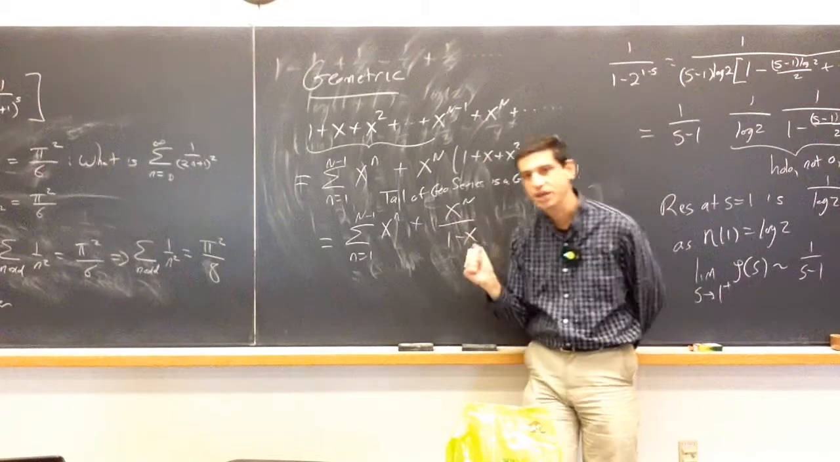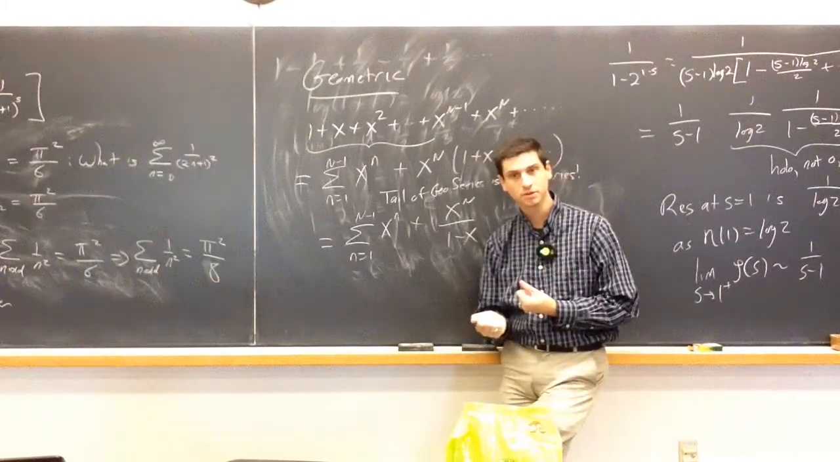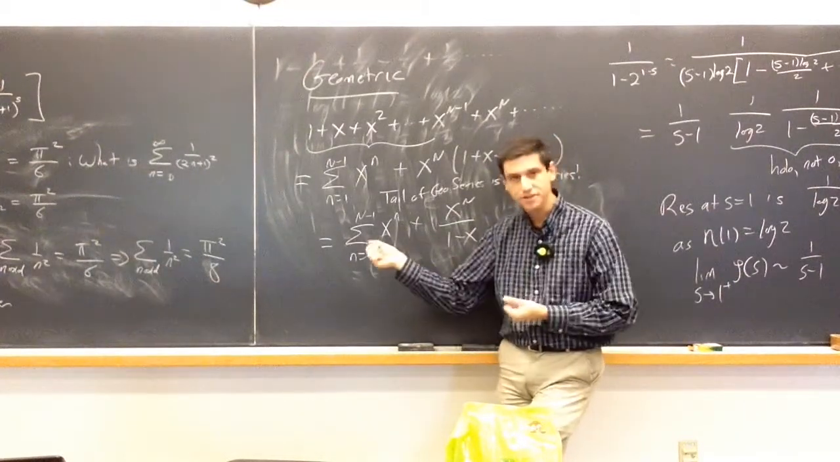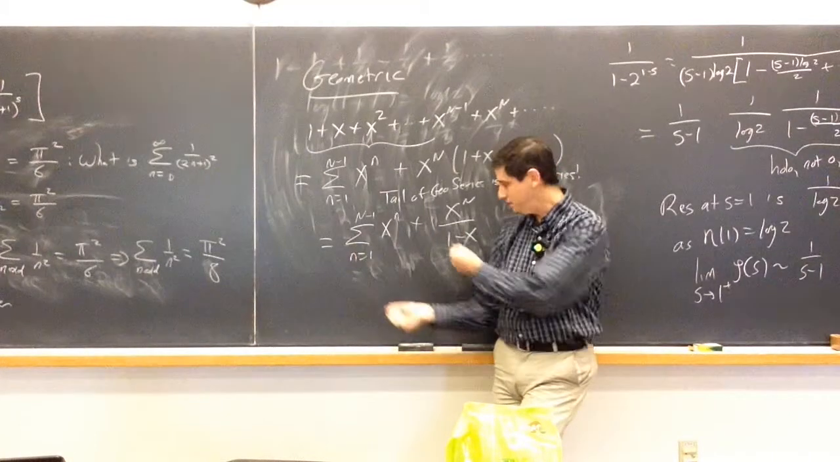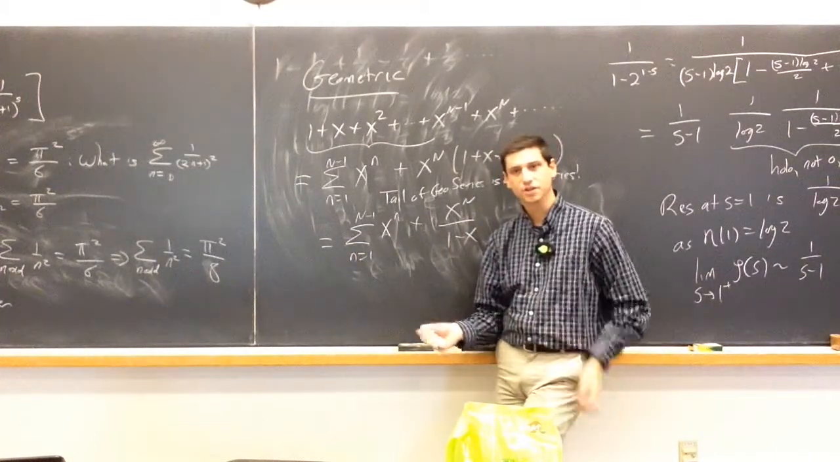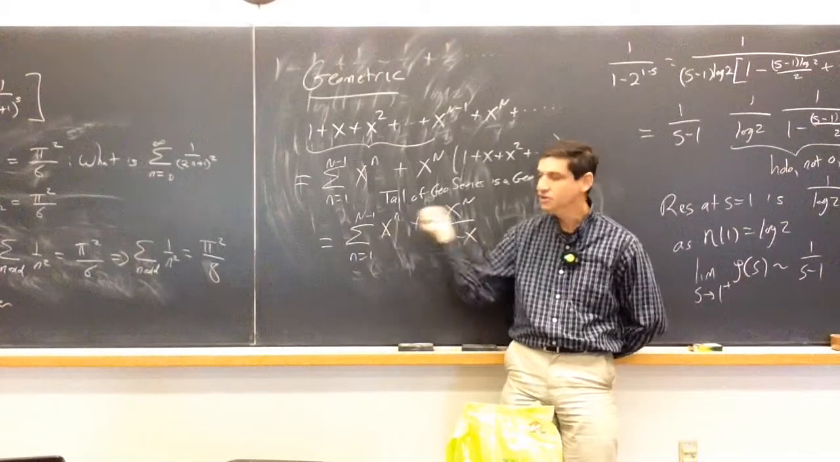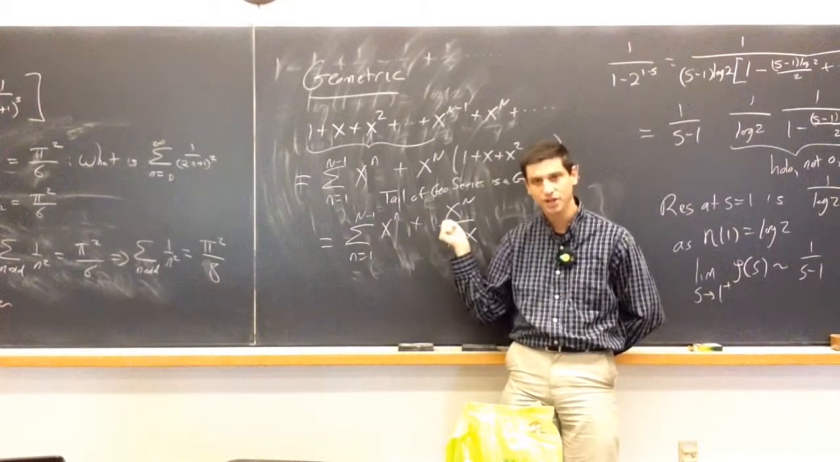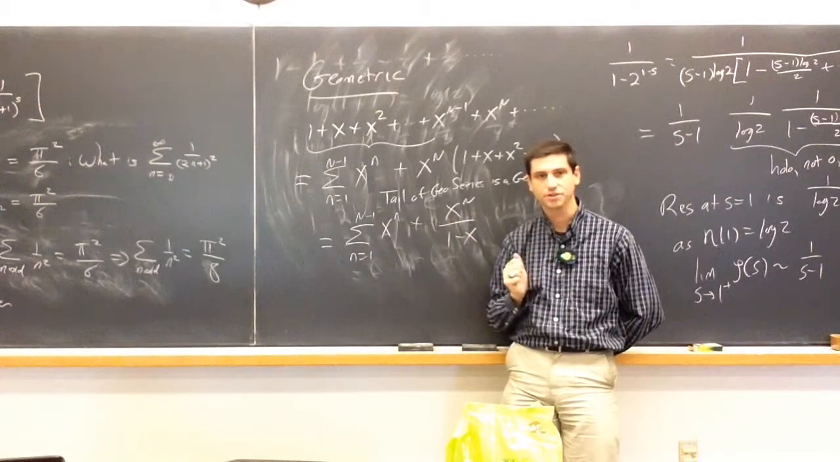If you now want to interchange, say, an integral and a sum, or a derivative and a sum, you can do that. And you can take the limit as big N goes to infinity. You can use this to justify term-by-term differentiation and integration of the geometric series.